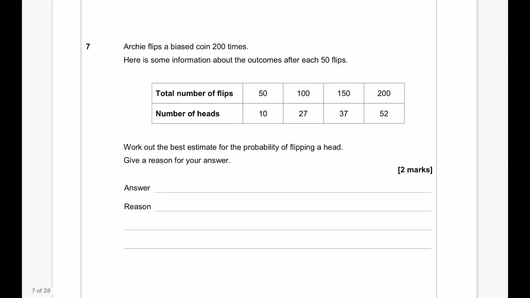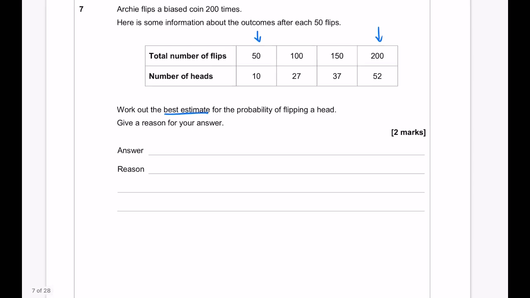Anyway, the coin flipped 200 times. A bit of logic here. The best estimate. So if you just did it 50 times, would that be as good an estimate as if you did it 200 times? Okay, so that should be something you should know.